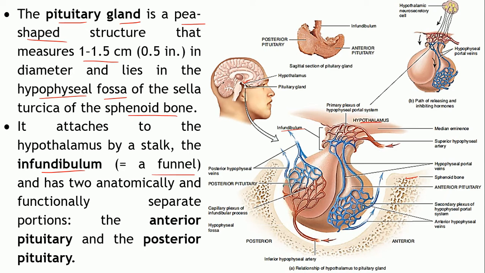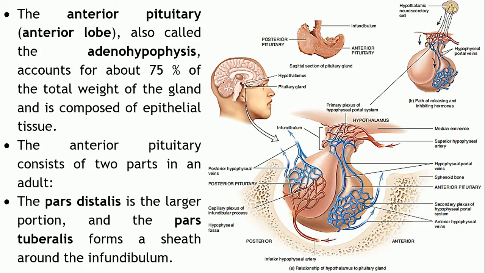Okay. So, this gland is divided into two anatomical and functional regions, known as the anterior pituitary and the posterior pituitary. As you can see, this is the anterior pituitary and this is the posterior pituitary. You can say that these are the two different lobes into which this gland is divided.